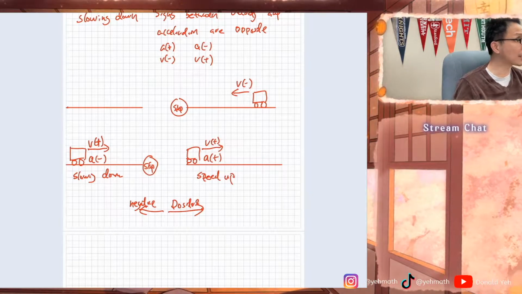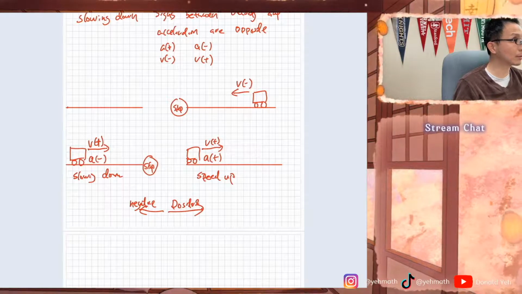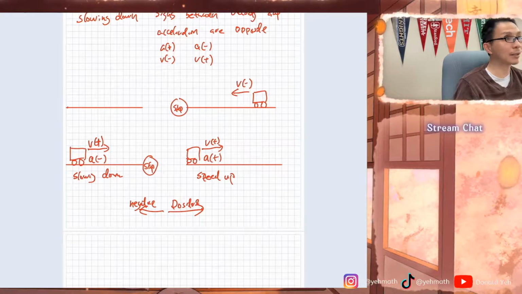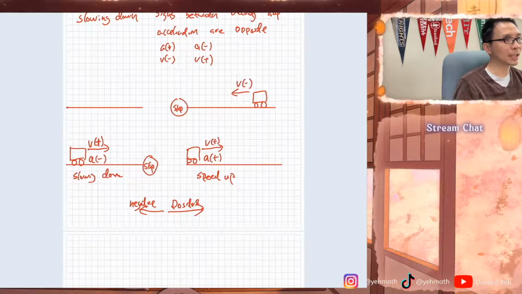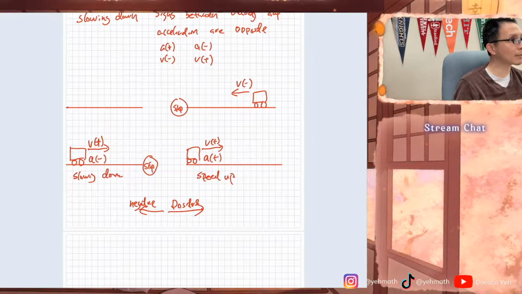Now, of course, if I see a stop sign, what do I have to do? I have to decelerate. So here's my question: is my acceleration positive or negative in this case?